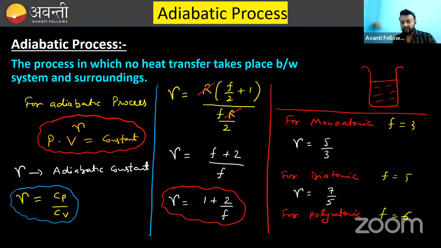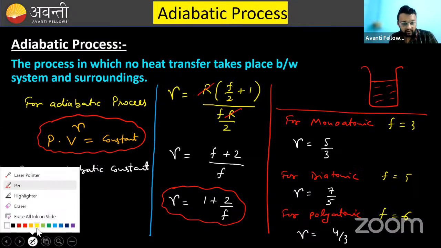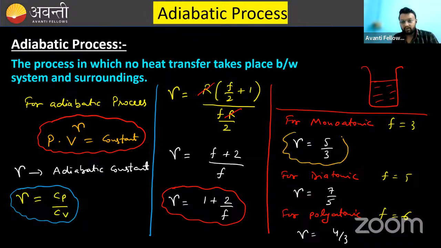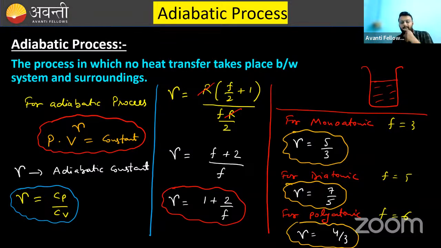And in case of polyatomic, 4 by 3. Check the calculation. Check the calculation whether I am right or wrong, if I calculated these things right. Clear till now? I think everything is clear till now. Moving further.